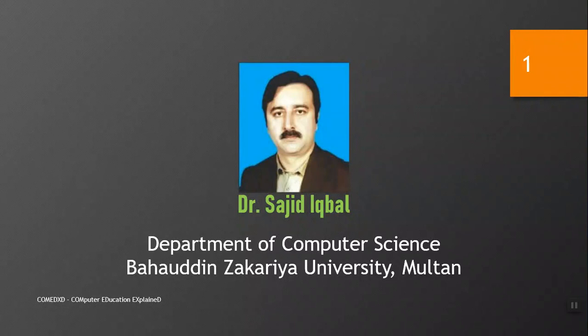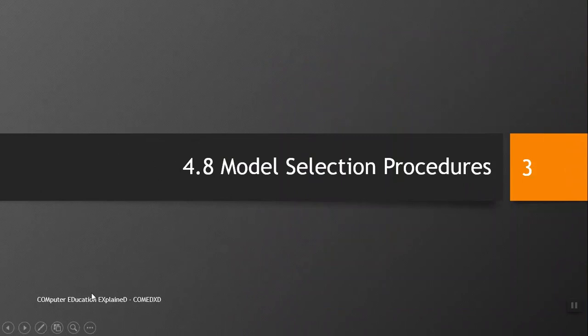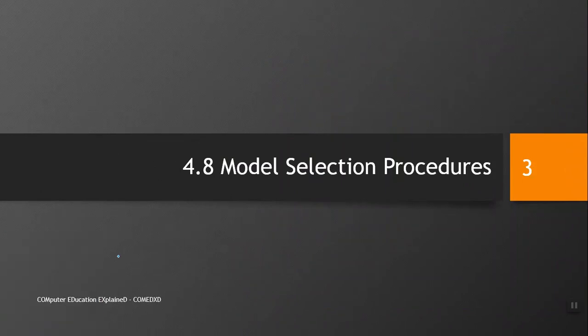This is the last part of our chapter 4 that we have been looking at in the previous lectures. Today we will look at the criteria that would allow us to decide which model should be selected for the best performance.